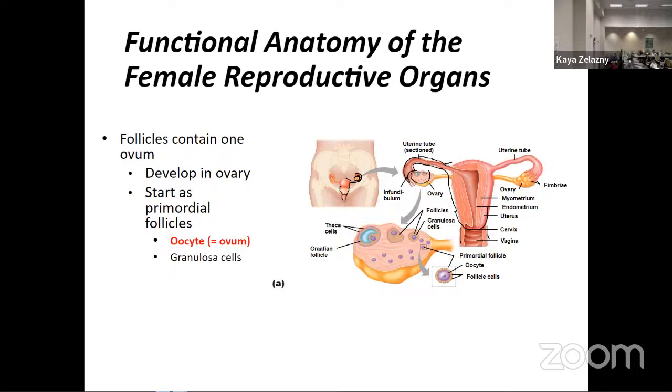The urinary system is separate: bladder, urethra, with a separate opening anterior to these structures. Okay. And now we're looking within one ovary. So we're going to cut open an ovary and look at it as we start to think about what the cells are doing.